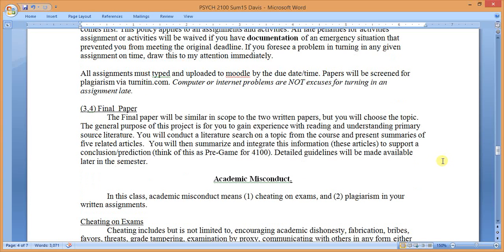The final paper is going to be an extension of what you do for the regular papers. Instead of me giving you an article to summarize, you will actually go find your own articles and summarize them yourself.